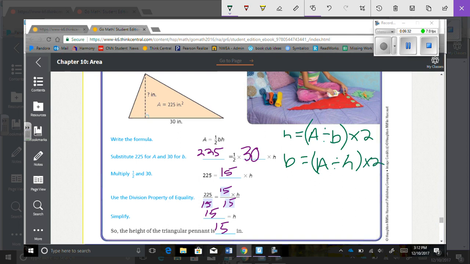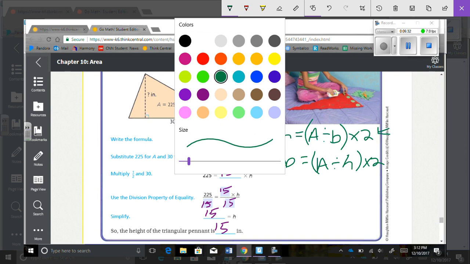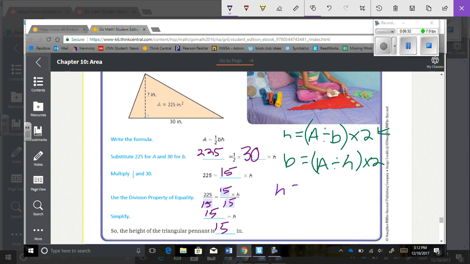Okay, so you could solve this problem. If we don't know the height, we would look up here at this one and plug everything in that we know. So we have height equals area, which is 225, divided by the base, which is 30, and multiplied by 2. Either way you want to work that out, if it makes sense to you, is great. I would write these formulas in your notes just in case those make more sense to you, so you have them for later use.